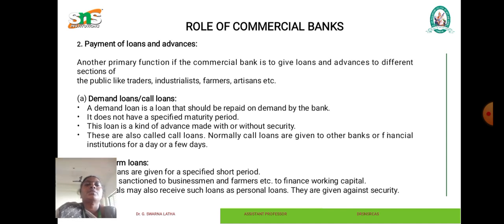Next one is term loans. These are given for a specified period of time. It is sanctioned to businessmen and farmers to finance working capital. It may also be given as personal loans. So they are given against a security.